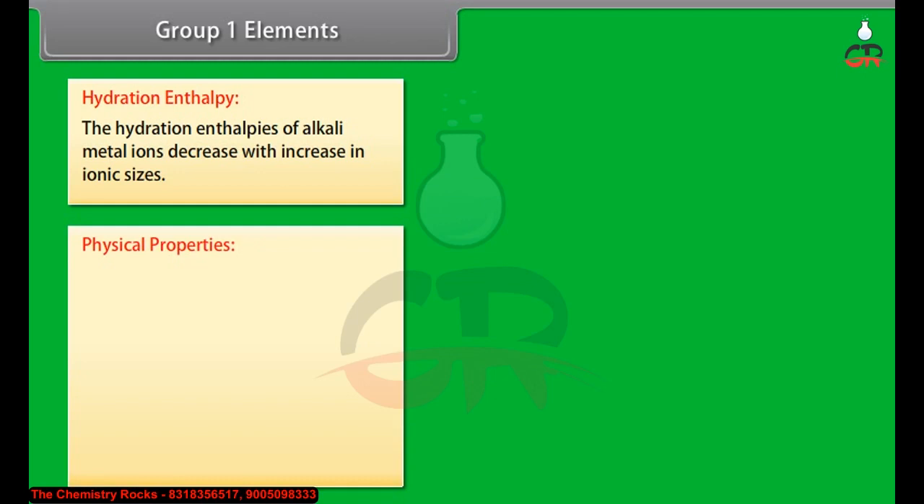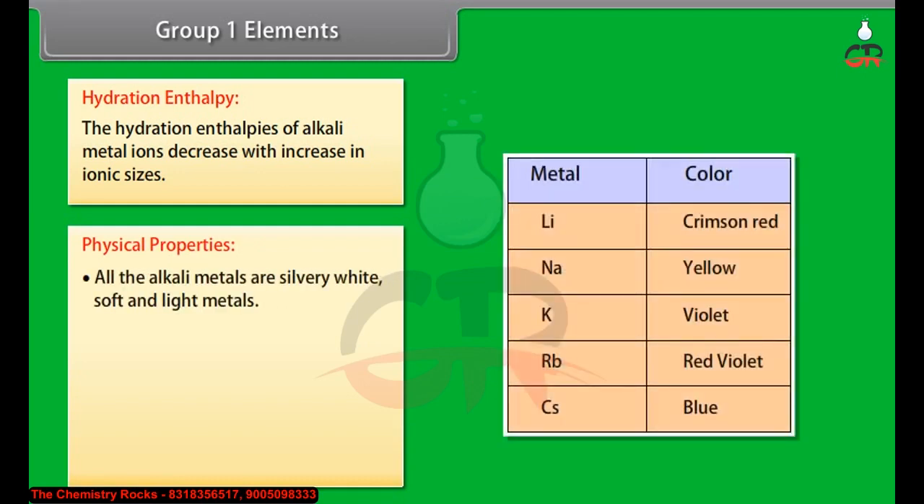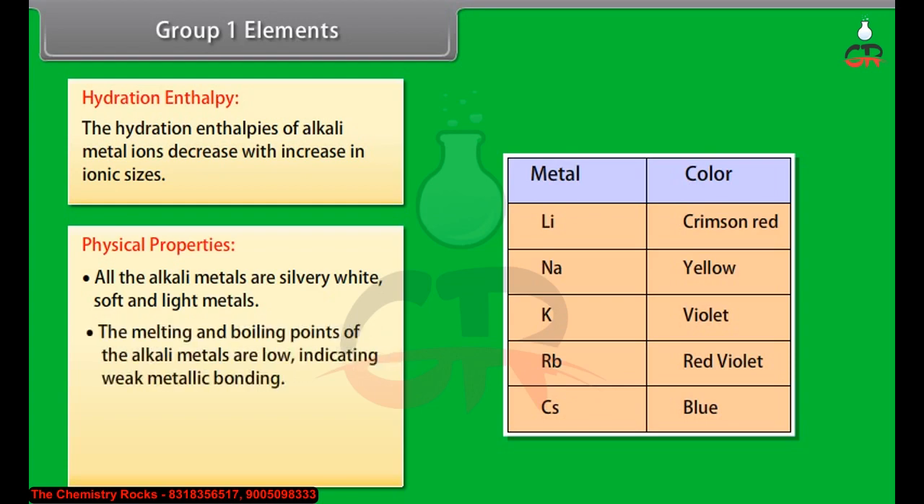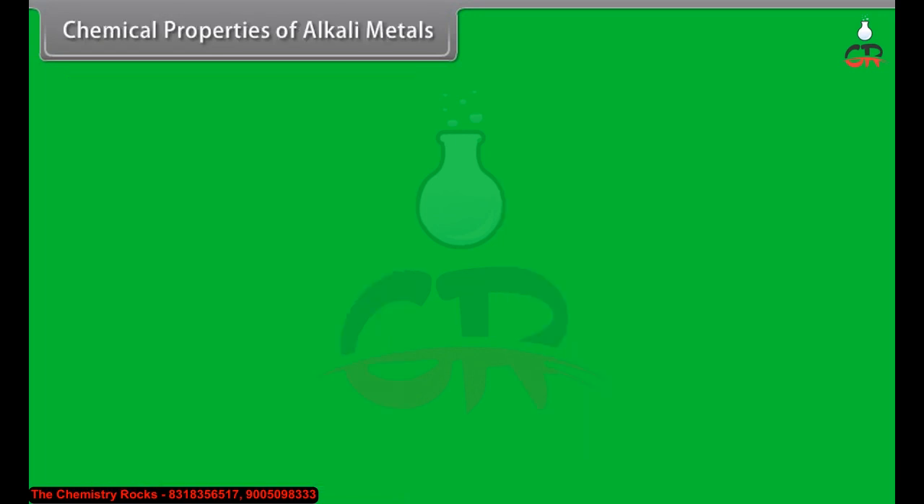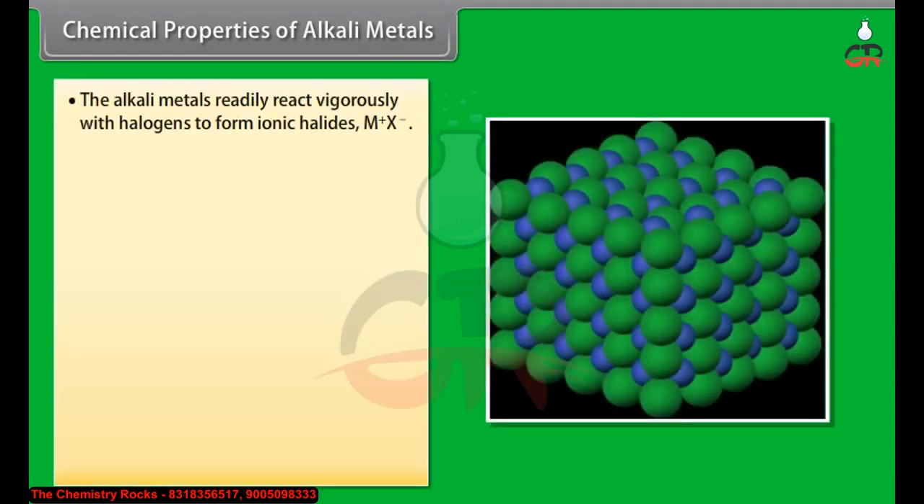Physical properties. All the alkali metals are silvery white, soft and light metals. The melting and boiling points of the alkali metals are low, indicating weak metallic bonding. The alkali metals and their salts impart characteristic color to an oxidizing flame. Chemical properties of alkali metals. The alkali metals readily react vigorously with halogens to form ionic halides M+, X-.